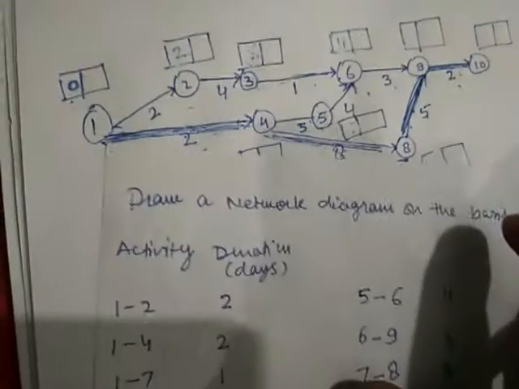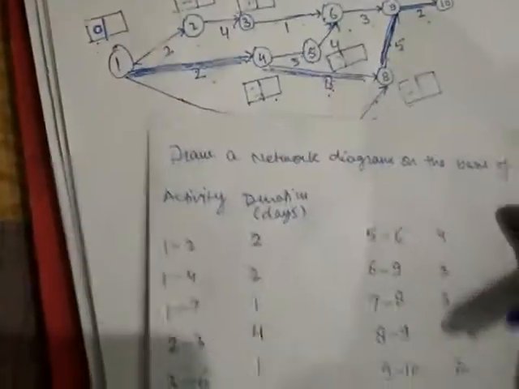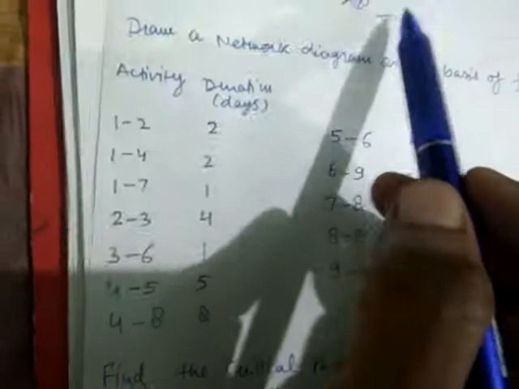For example, I have made this diagram after one or two improvements, so I think this diagram is looking good. Now I will check whether my diagram is correct or not. Now see, start from the activities. 1 to 2, this is the activity. Then 1 to 4, this is the activity. Then 1 to 7, this is the activity.